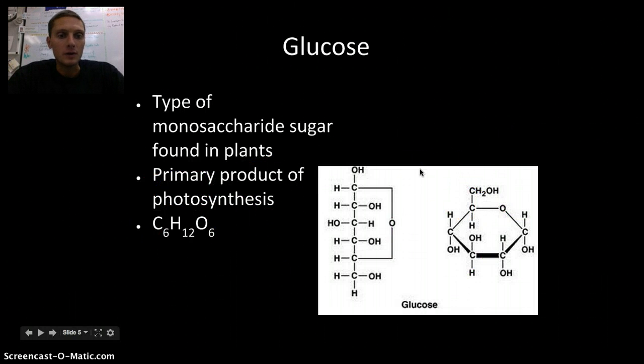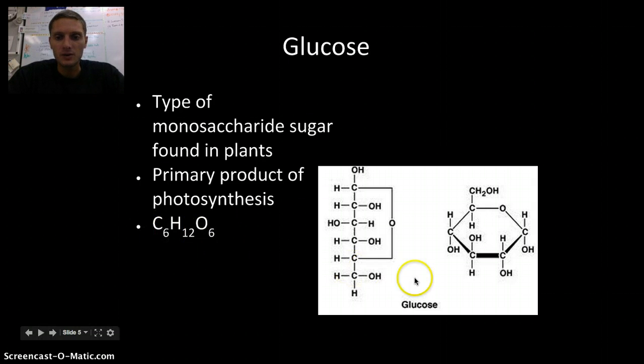So let's talk about glucose. It's a type of monosaccharide sugar. Mono meaning one, so it's a single sugar molecule, and it's found in plants, and it's one of the primary products of photosynthesis. The molecular formula for glucose is C6H12O6. You'll probably want to remember that. It's going to be important when we start talking about photosynthesis and respiration.